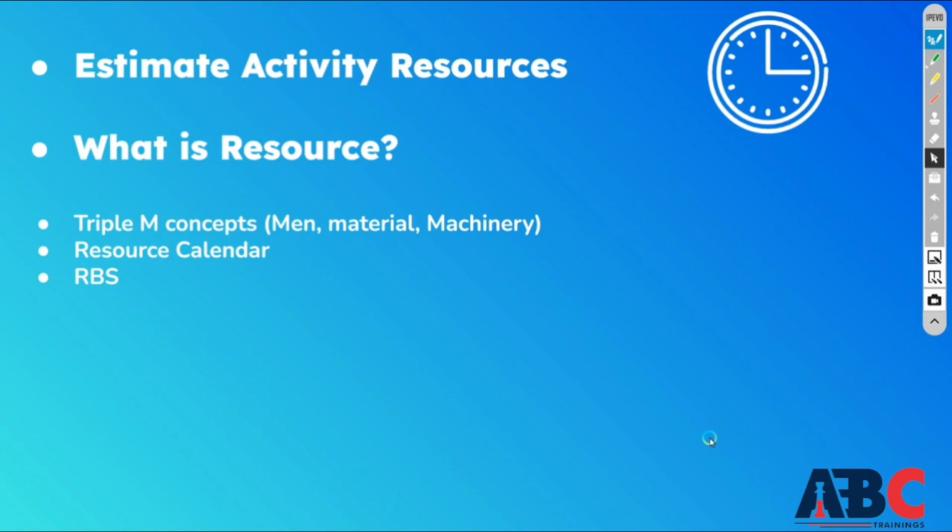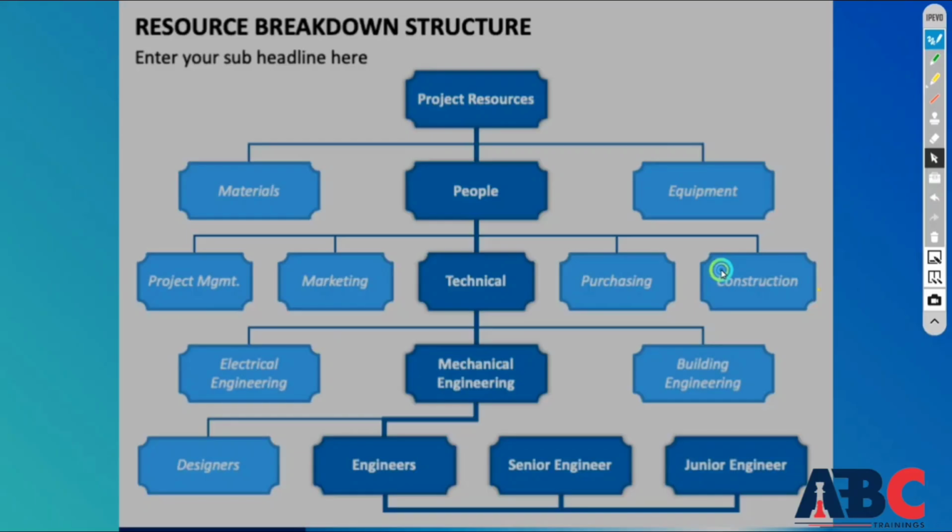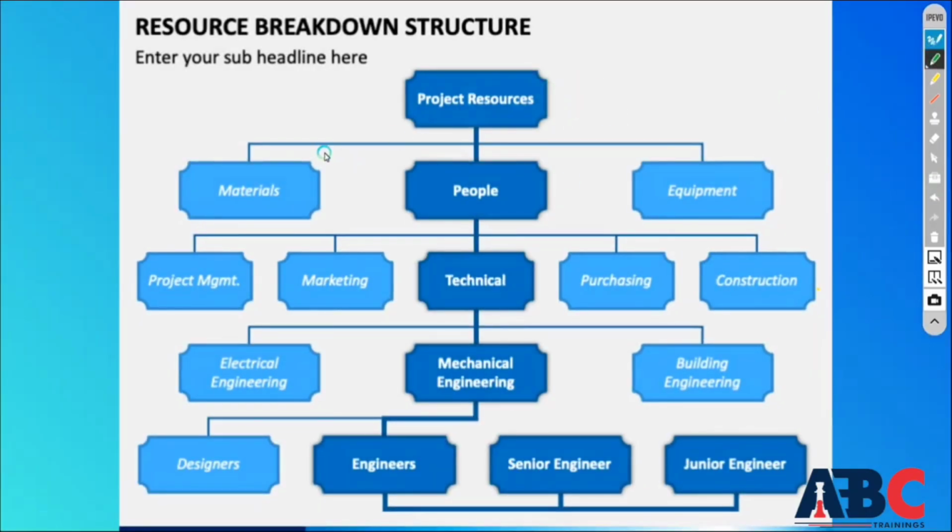Last is the resource breakdown structure. So what is the resource breakdown structure exactly? When we use the resource breakdown structure, your different resources are divided. Like you are seeing here, there are three types of resources: material, people and equipment. After that, if we talk about people, then again there are different types of people, which have project management resources, marketing resources, technical resources, purchasing resources, construction resources.